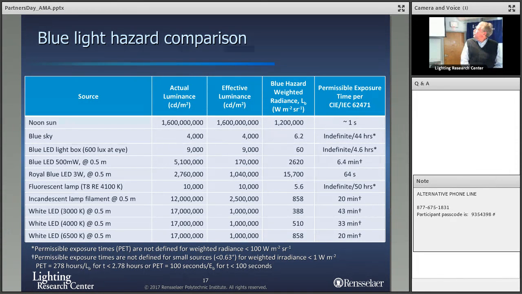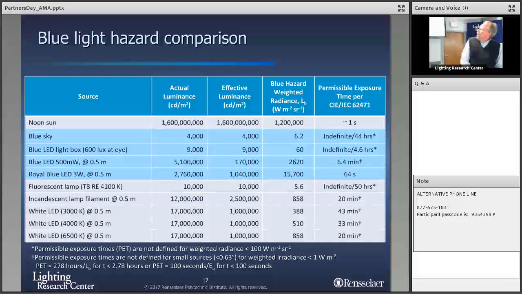And then what you end up with, according to the CIE IEC standard, is a permissible exposure time for viewing a source. Now, the worst source from the point of view of blue light hazard one can experience is the noontime sun, and you should not look at it for more than 1 second. And remember what I said before about eclipses. It drops the radiance down because it's blocking the main part of the sun, but it can also have high radiance. If you look at it for more than a second, you do run the risk of blue light hazard.